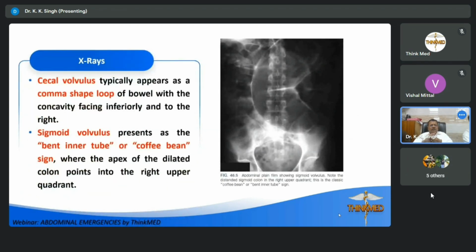Other things which can be diagnosed on an X-ray, if there is a good quality X-ray, which we already have these days because of the introduction of digital X-rays, are cecal volvulus and sigmoid volvulus. These have specific signs. Cecal volvulus shows a comma-shaped loop, because it is pulled at one point. Sigmoid volvulus shows a bent inner tube or coffee bean sign, when the apex of the dilated loop points into the right upper quadrant. These are specific signs which can be diagnosed on plain X-ray.